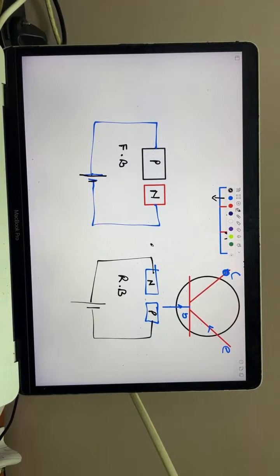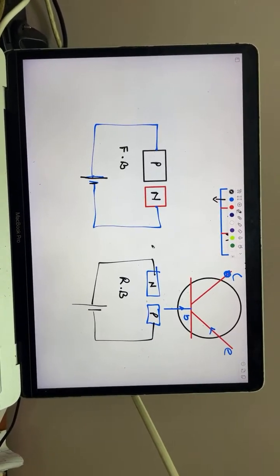So please let me know if you got the explanation of the forward bias and reverse bias. I would always need your feedback so that I know how to proceed. So did you get that explanation of the forward bias and reverse bias? I'm asking if you understand the explanation of the forward bias.